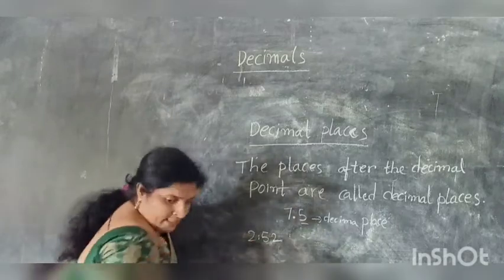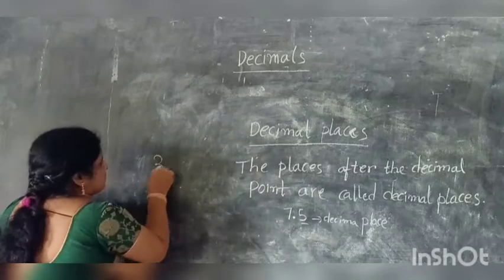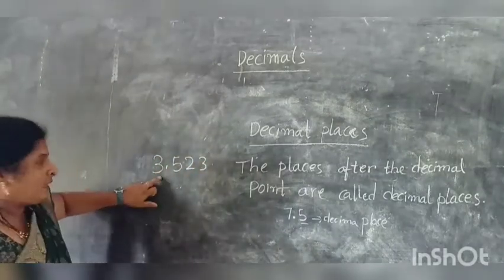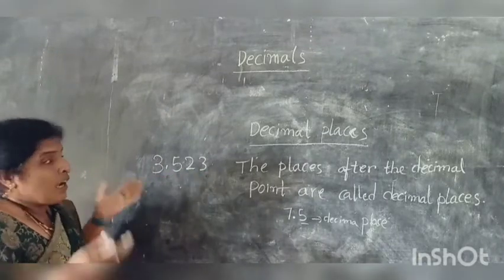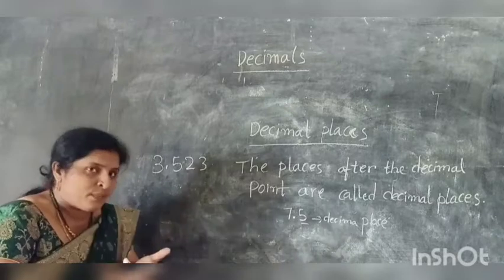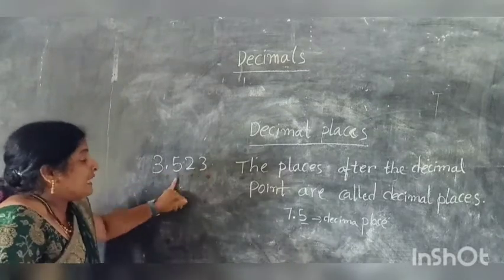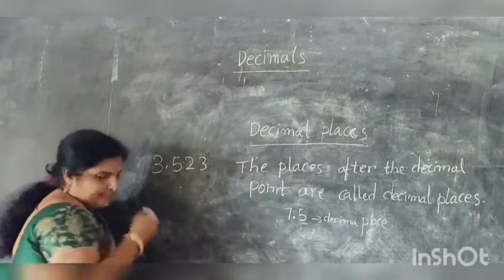The next one, the number 3.523, how many decimal places does it have? 3.523 has 3 decimal places.